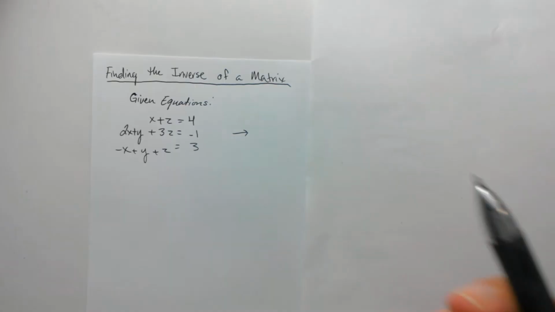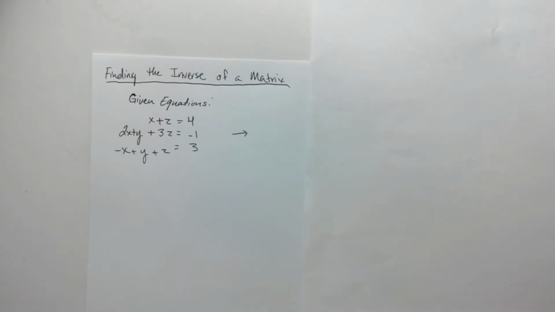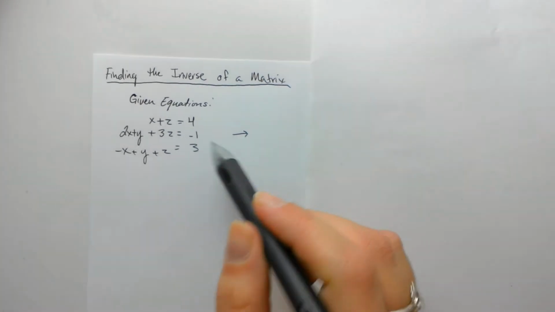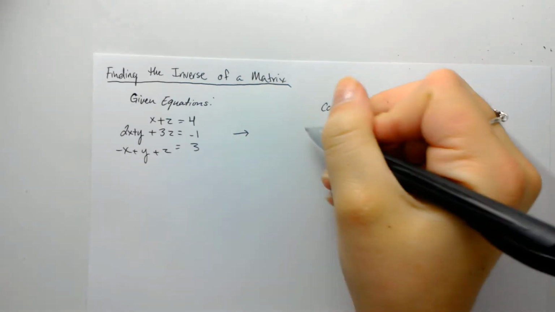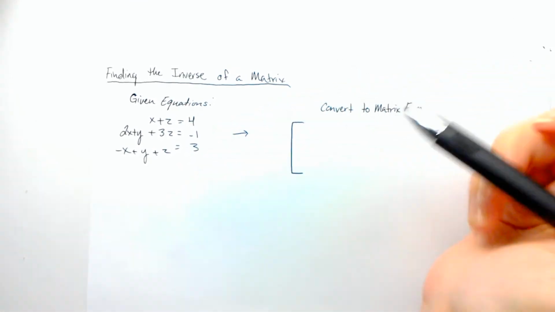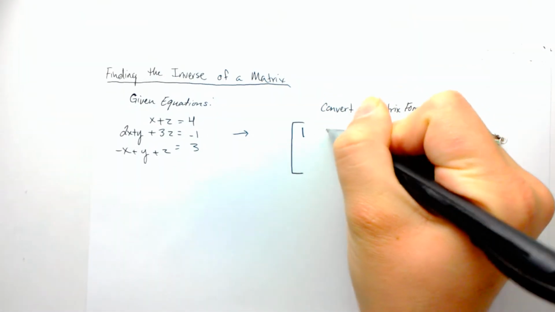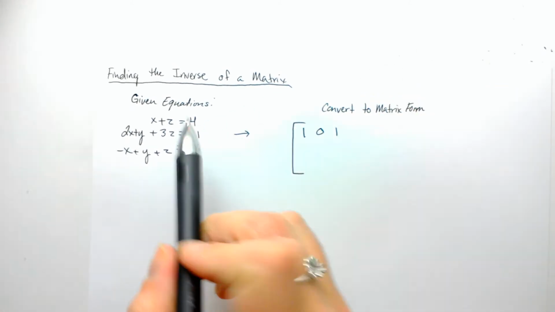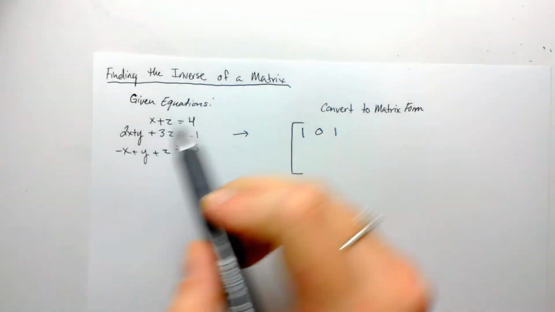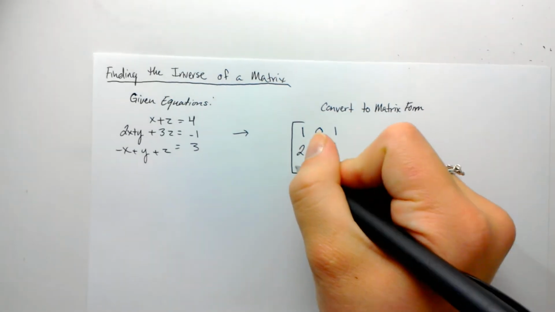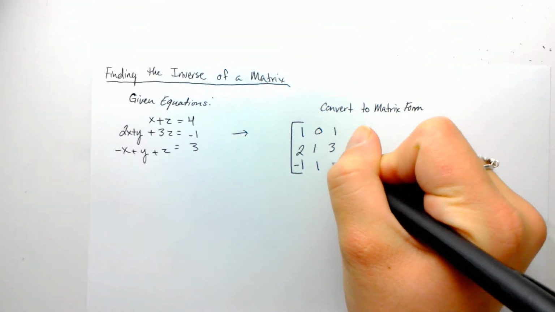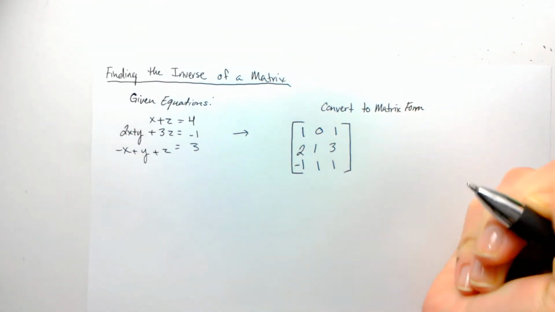Okay, so I'm going to explain how to find the inverse of a matrix using the given equations. Your first step is to convert your given equations into matrix format. Over here off to the side, I'm going to transcribe this over. We have 1x, no y's, and 1z in the first one. Then we have 2x's, 1y, and 3z. And then we have a negative 1x, 1y, and 1z. So this is our A matrix.